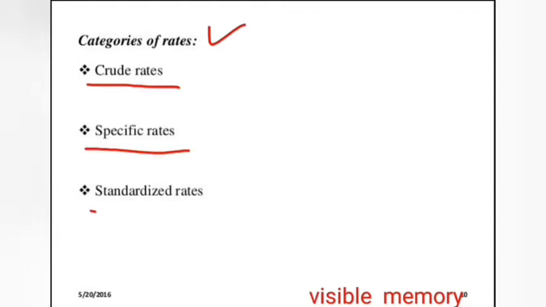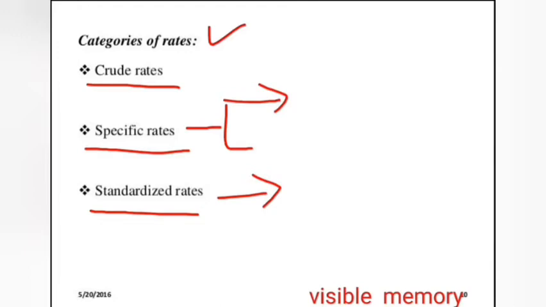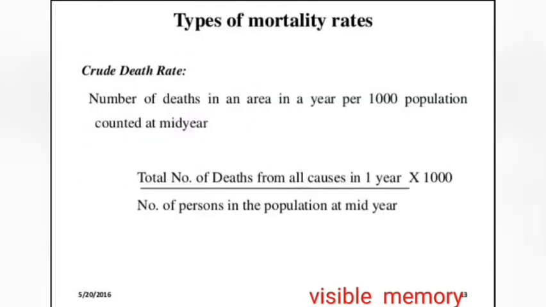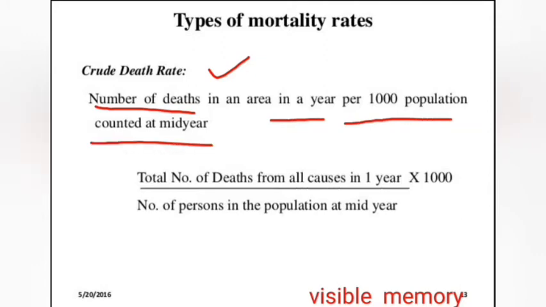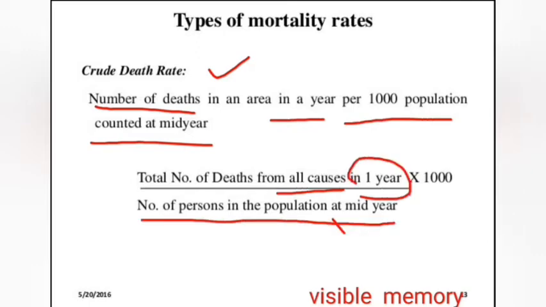Crude death rate is the simplest measure of mortality. It includes all the causes in a given population. Specific rates may be age specific, sex specific, or cause specific. Standardized death rates are used when we have to compare the death rates of two populations. So the formula of crude death rate is the number of deaths in an area in a year per thousand population counted at mid-year: total number of deaths from all causes in 1 year over the number of persons in the population at mid-year, multiplied by 1,000.